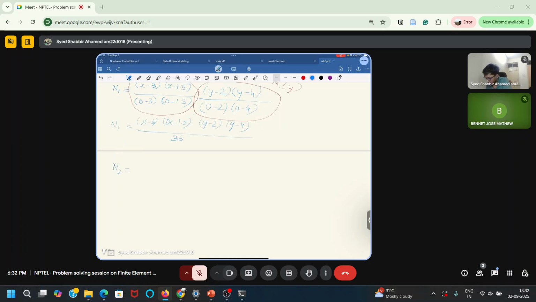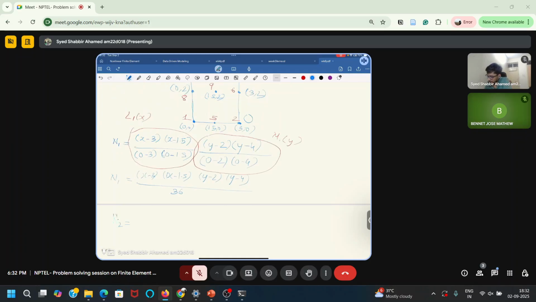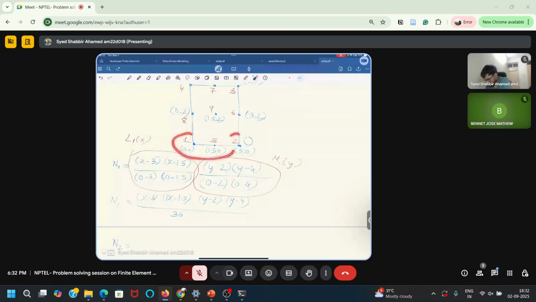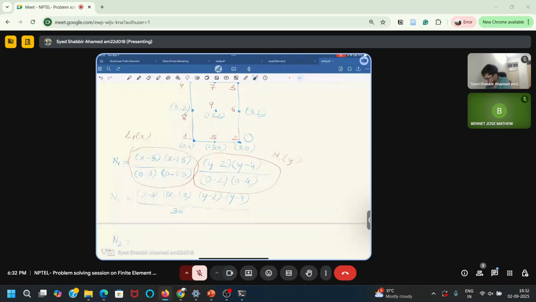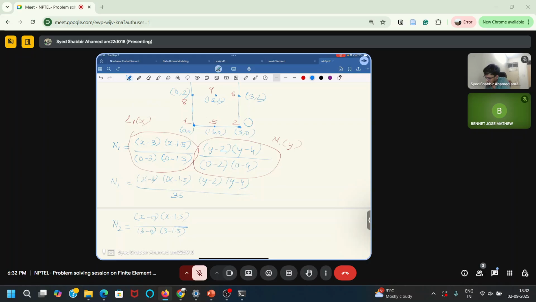If you look at n2, now you have to consider these 2 points and write the numerator. So that is x minus 0 into x minus 1.5 divided by 3 minus 0, 3 minus 1.5. This is my L2 of x. Second Lagrange interpolation for second point. Interpolation function for second point.